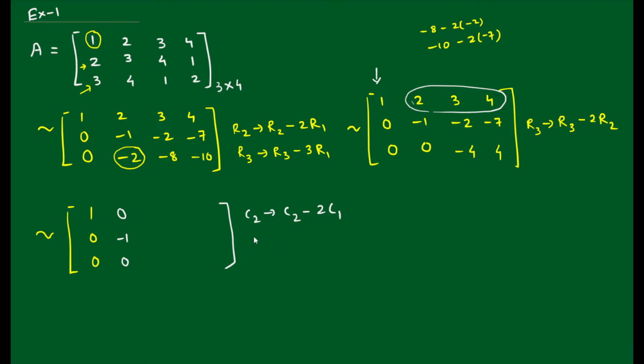Then C3, what is the first non-zero element? 3. So now we have to make this 3 into 0 with the help of 1. So C3 goes to C3 minus, not 2, 3 into C1. So 3 minus 3 into 1 is 0, it will be minus 2 and then minus 4. Then what is the first element of C4? 4. Now we are going to make this 4 into 0 with the help of C1. So C4 minus 4 into C1.